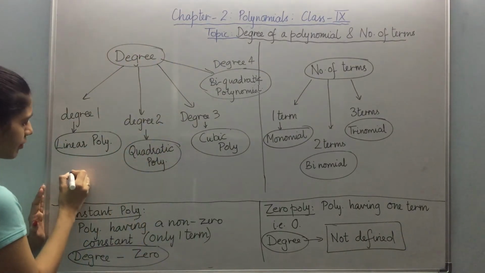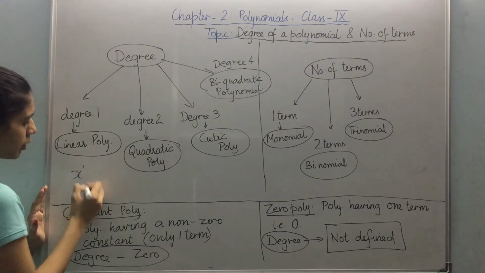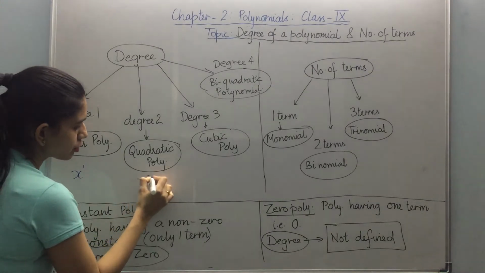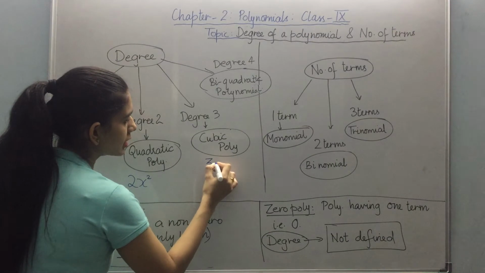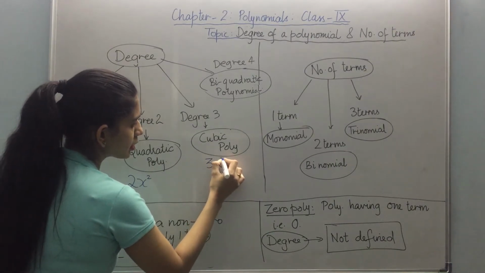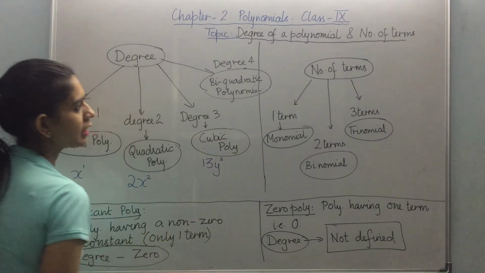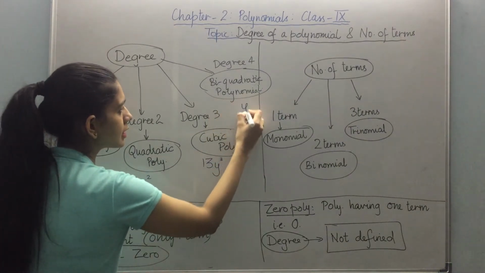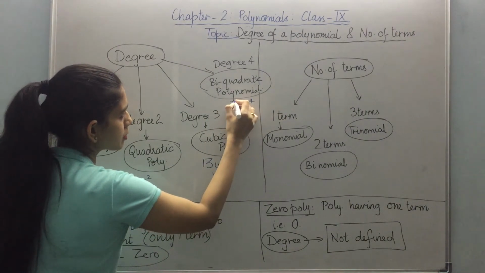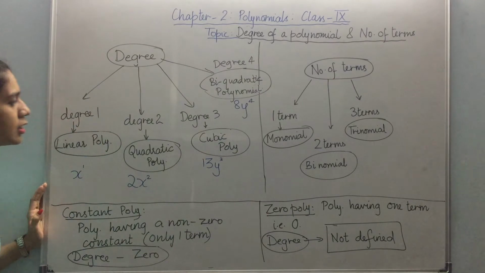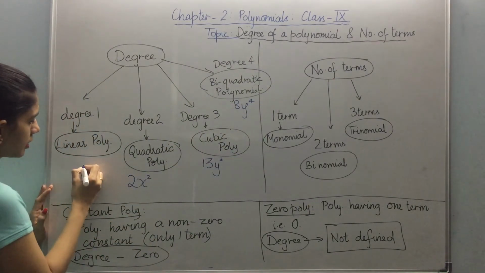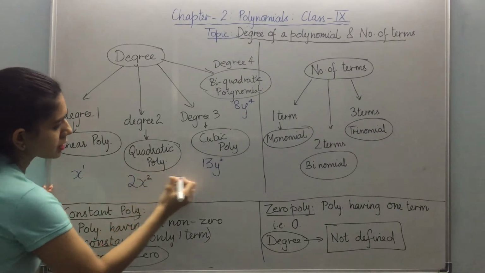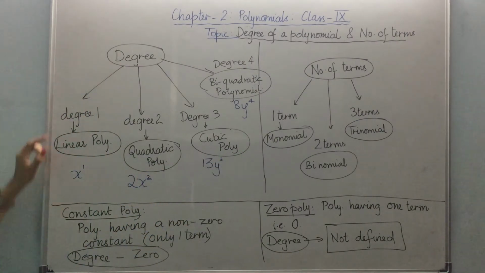For example, x raised to the degree 1, x raised to the degree 2, or let's say 2x square, or even 3y cube or 13y cube. By quadratic we can say degree 4, when suppose I write this. So all these are expressions and they are raised to some exponential powers.